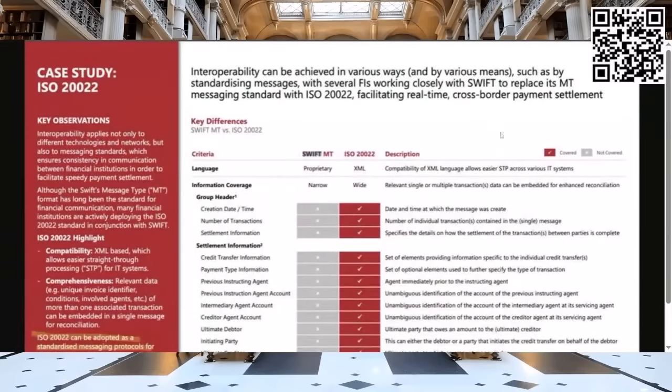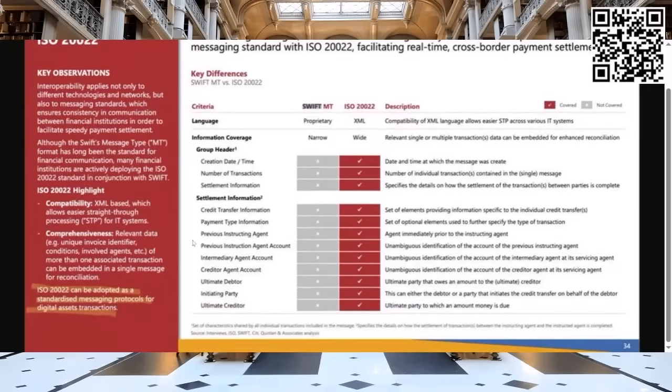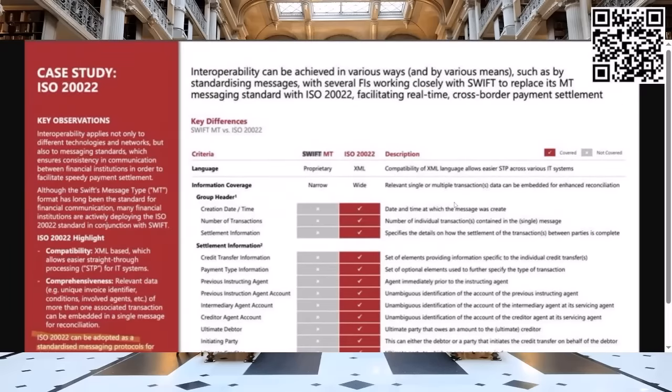So for one, in the case study, you see key things about the observations: interoperability, SWIFT MT versus ISO 20022. Again, SWIFT MT coexistence ends at the end of November 2025, November 22nd. We go from MT to MX. In the highlight on the bottom left, what do you see? ISO 20022 can be adopted as a standardized messaging protocol for digital asset transactions. That's a big deal moving forward.